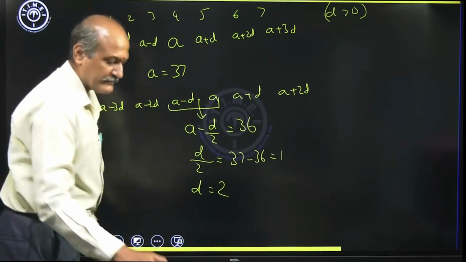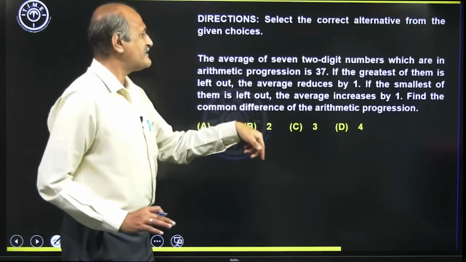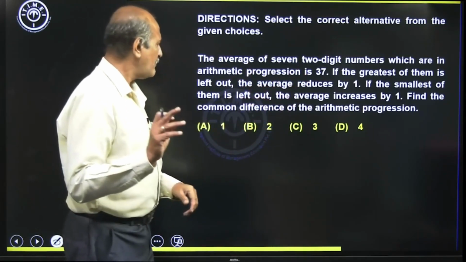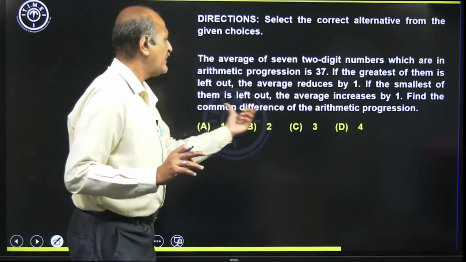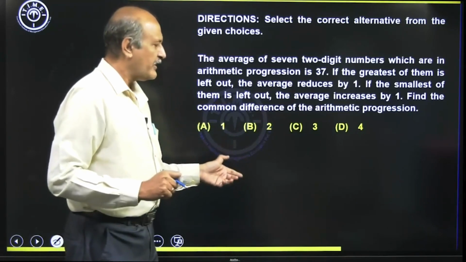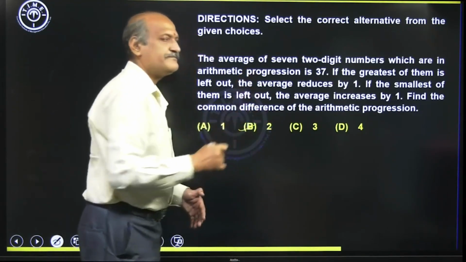Now further, one more point, it reads, if the smallest of them is left out, the average increases by 1. And the question is asking to find the common difference of the arithmetic progression. It is that d that we are supposed to find. We have already got it. d is equal to how much? It is 2, and that is the answer.